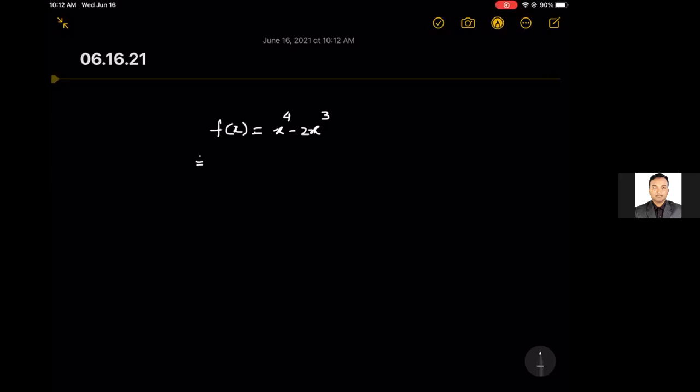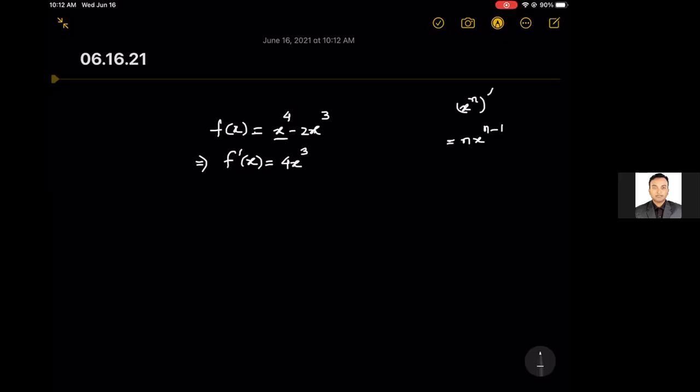That means we need to differentiate this. So what's the derivative of x to the 4? Anyone? Four x to the third minus 6x to the second. Just do it. Let's do it one by one. So the first one is 4x to the third using the power rule, right?